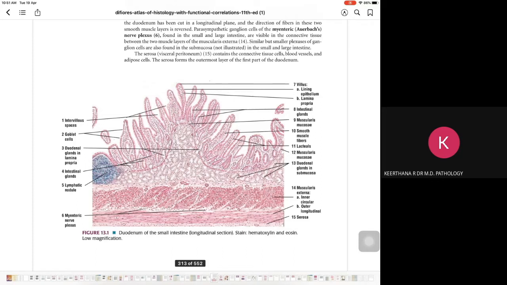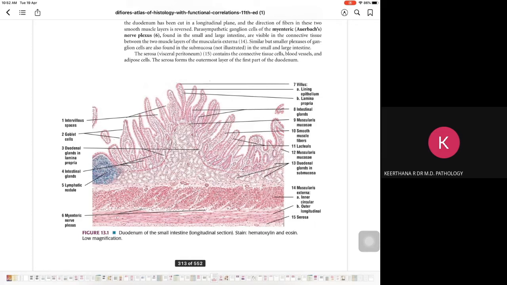Low magnification. Number 1 is intervillous space, goblet cells, duodenal gland, lamina propria, intestinal gland and lymphatic nodule, myenteric nerve plexus. Again, villus. A is lining epithelium, B is lamina propria, 8 is the intestinal gland, 9 muscularis mucosa, 10 smooth muscle fiber, 11 lacteals, 12 muscularis mucosae, 13 duodenal gland in the submucosa, 14 muscularis externa.